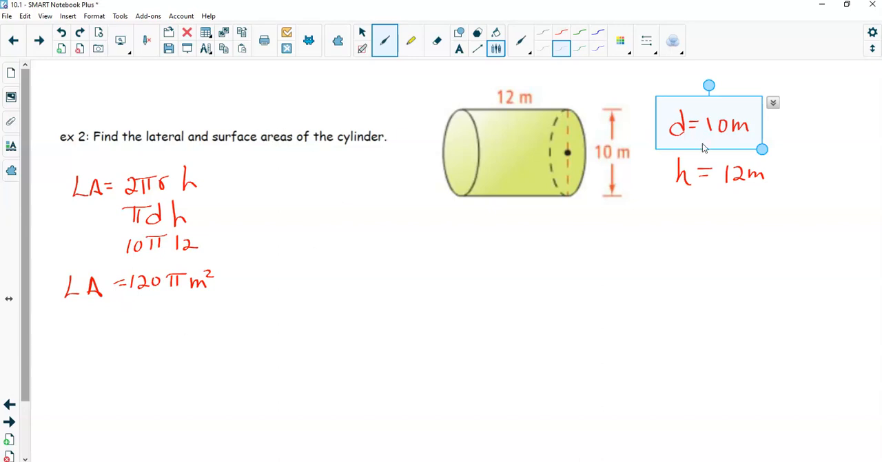If I want the whole thing, then I have to add to that the area of the two bases, which is the circle. To find the area of a circle, remember the formula is pi radius squared. So basically, I have the lateral area, which is 120 pi square meters, and then the radius, since the diameter is 10, the radius is 5. So this would be pi 5 squared, or 25 pi square meters.